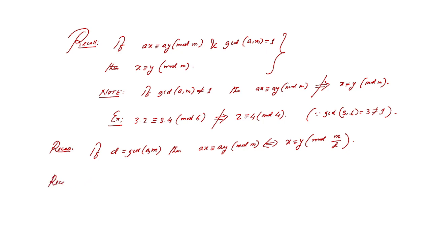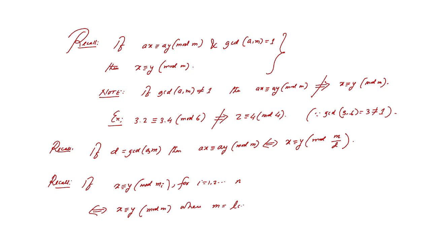And there is also another important recall. If x is congruent to y mod mi, where this holds for i equals 1 up to n, then we can write if and only if x is congruent to y mod m, where m is the LCM, least common multiple, of m1, m2 up to mn. That result is also true.